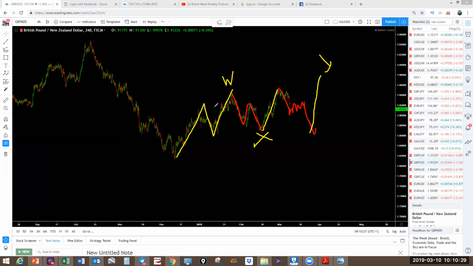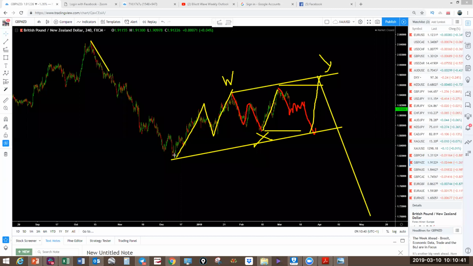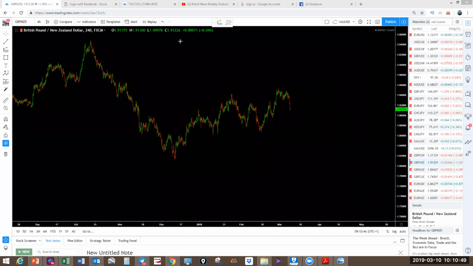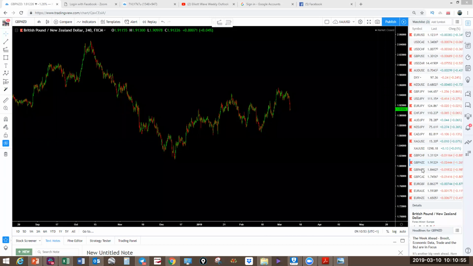That is still a valid WXY, a zigzag combined with whichever flat correction is going to be. Whichever one it is, that can still be a valid structure. And if that is a corrective structure, when that is done there, we should expect downside with this move. So now the idea for the next coming sessions is to wait out the next move. See what you're going to get there. So that's pound New Zealand, pound AUD the same.